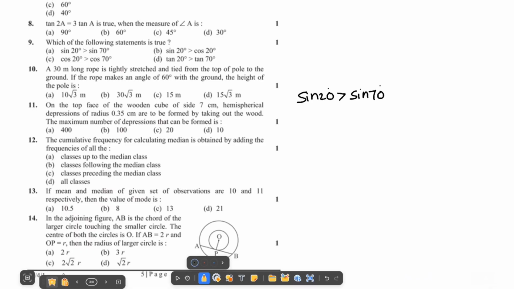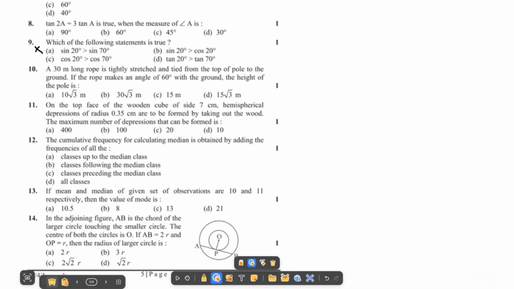So if you see the table of sine, sine 0 is 0, sine 30 is 1 by 2, sine 45 is 1 by root 2. So as the angle increases, the value also increases. Therefore sine 20 will be less than sine 70. So this one is wrong. So option A is wrong, not the right answer.